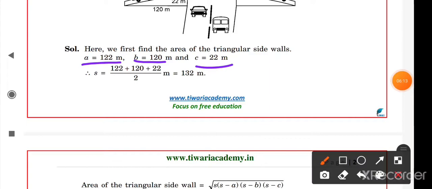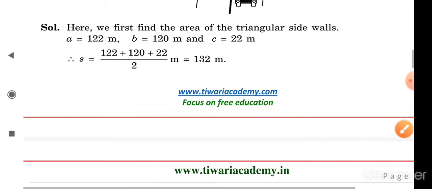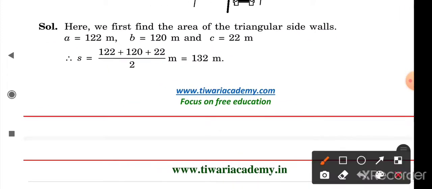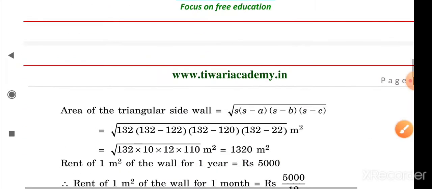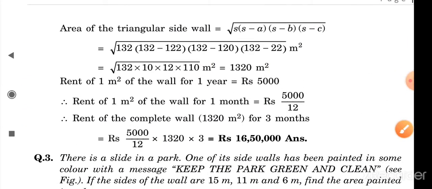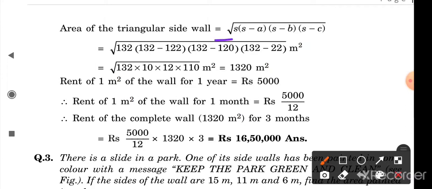first we will find out the value of the semi-perimeter. The value of the semi-perimeter, or S, is equal to (A plus B plus C) upon 2. So you will add these and divide by 2. You will get 132 meters. Now you have to find out the area of the triangle. So you will write the area of the triangle is equal to under root S into (S minus A), (S minus B), (S minus C). You have found the value of S, 132. 132 minus A, 122, 132 minus B, 120, 132 minus C, that means 22.